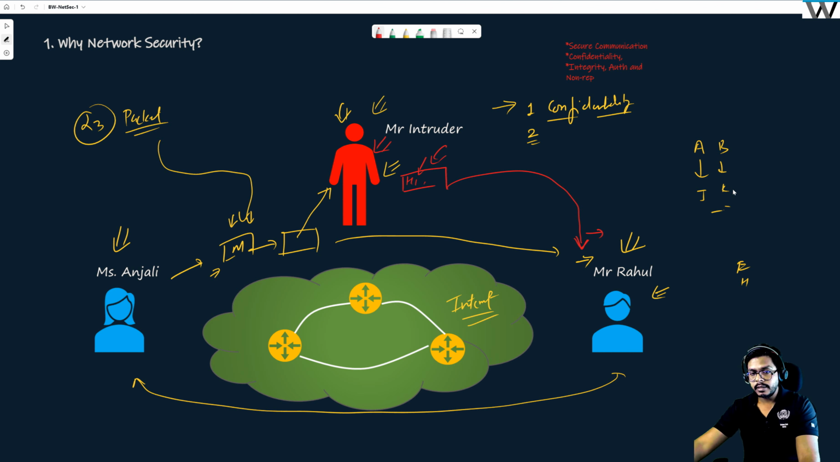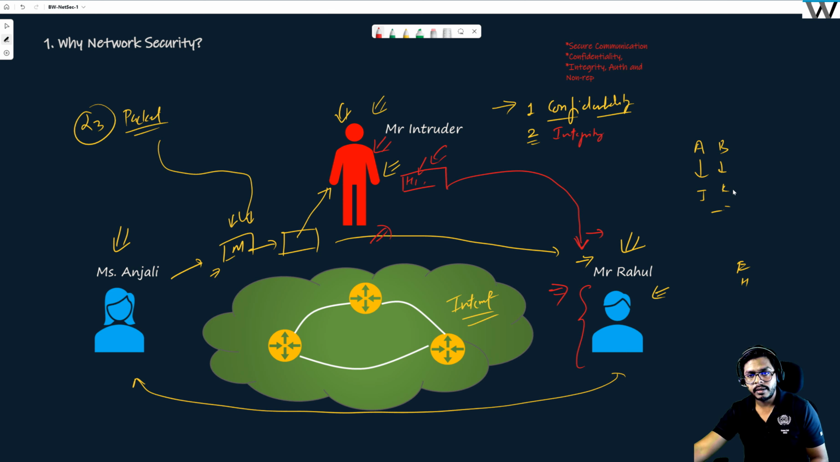We need that if anybody on the internet changes my message by any chance, then the destination should know about it, that this is not the message from Anjali. Somebody has picked it up and changed its content. And if it is the case, then Mr. Rahul is not going to believe this message, right? But Mr. Rahul should come to know about it, that the message is forged. The message is changed by an intruder. And how are we going to make sure? We are going to make sure of this with integrity.